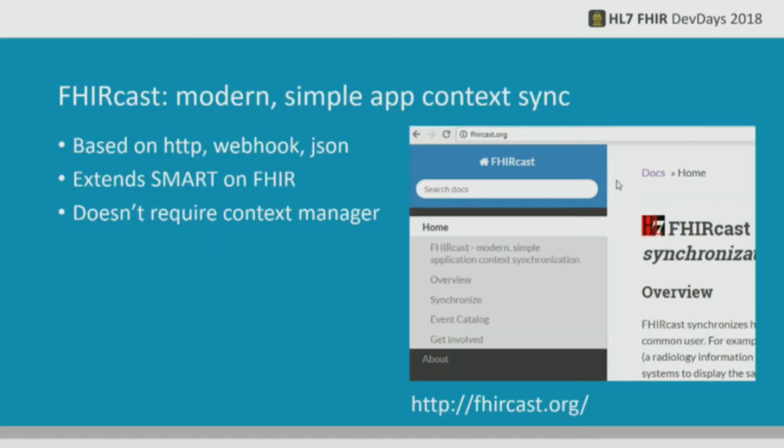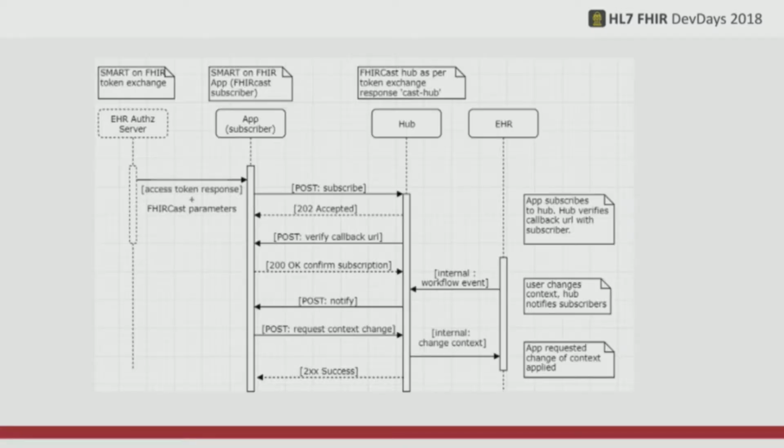So FHIRcast provides this modern, simple app context synchronization, which naturally extends SMART for these full-featured and native apps that can't be embedded or that naturally run on different machines. So overall, it's a pretty simple spec. I never know if these diagrams make things look simple, though, right? So there's just a handful of different exchanges.